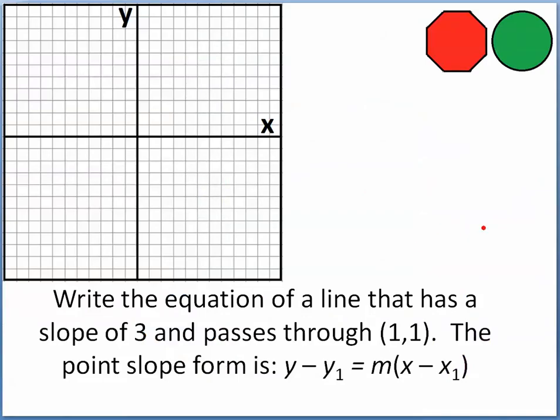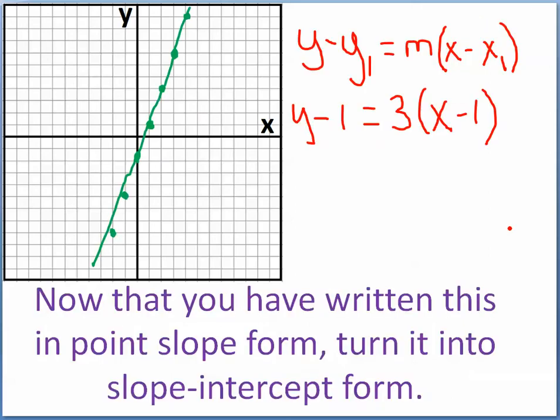Okay? Let's see. Write the equation of a line that has a slope of 3 and passes through the ordered pair (1, 1). The point-slope form is y minus y sub 1 equals m, then open the parentheses, x minus x sub 1, close the parentheses. Well, the nice thing about formulas is you just plug in the numbers and then you follow the rules of the order of operations. So click on the stop sign, give it a whirl, then come back and see how you did.